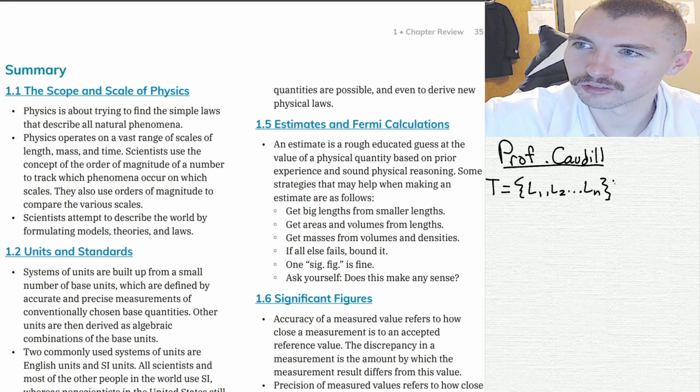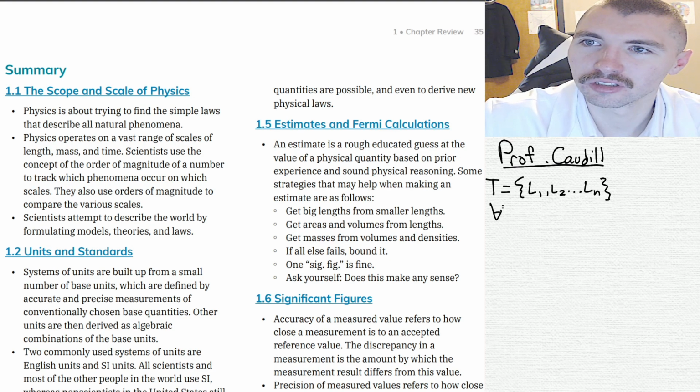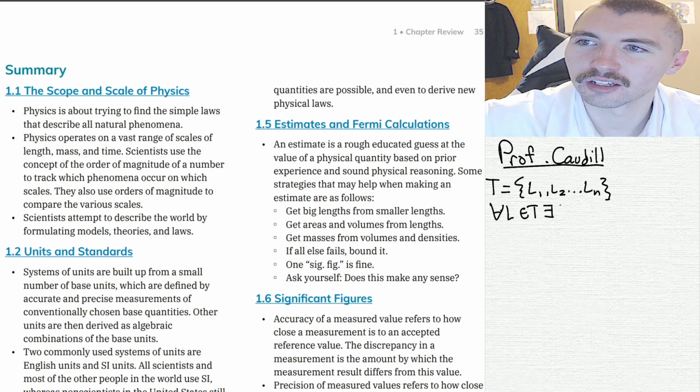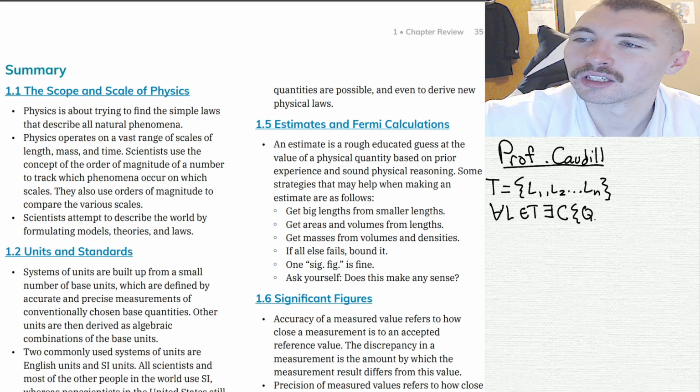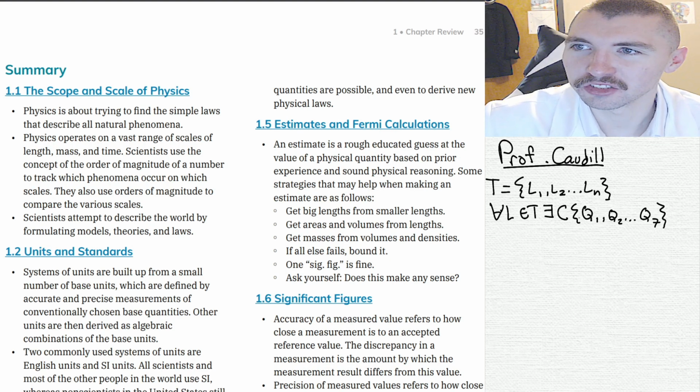And each law in our theory, let me read that on the next line. For all laws in our theory, there exists a combination of quantities, and that's up to 7 quantities. And these quantities will describe actions by the law.